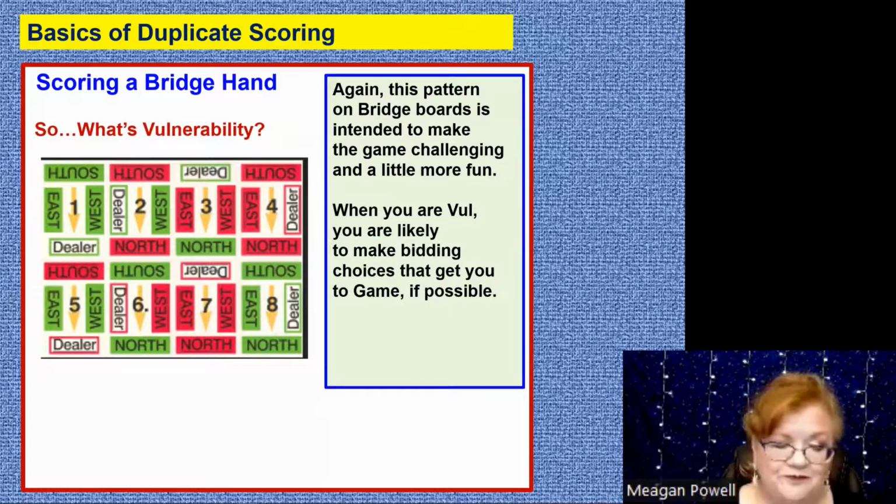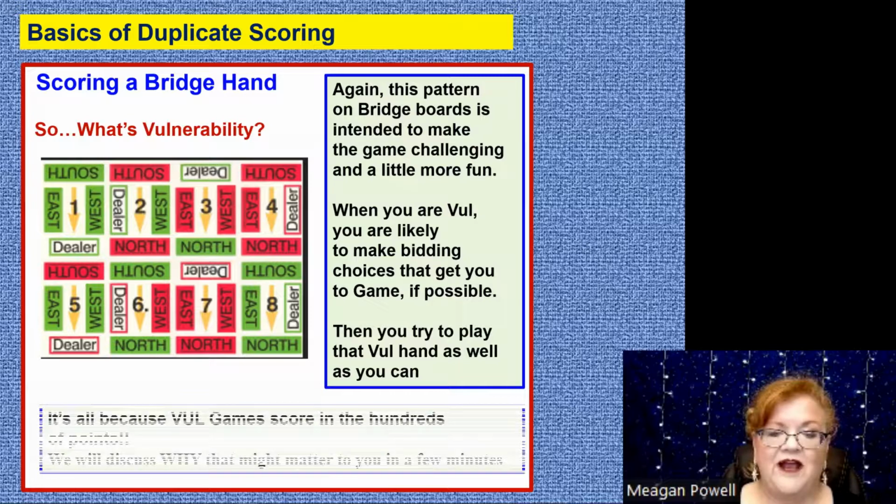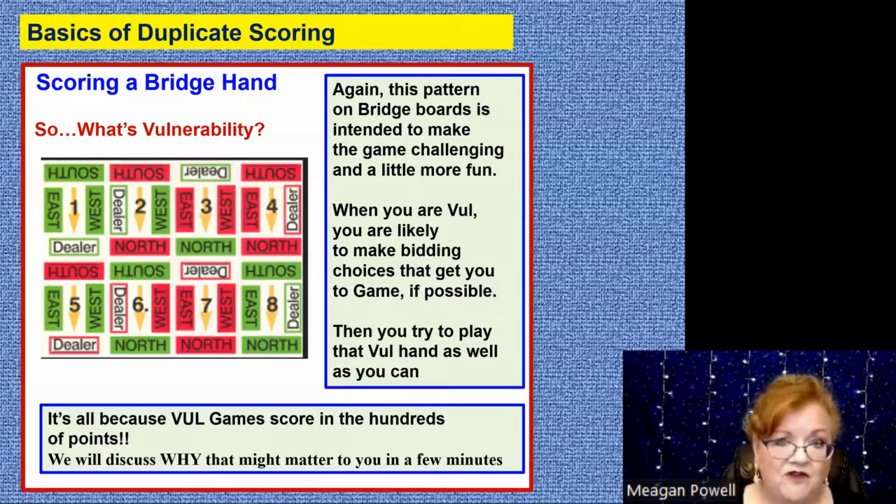Now, when you're vulnerable, you might make bidding choices a little more thoughtfully. For example, if you think you are close to game, you should bid game. Why? Because when you are vulnerable and you play that vulnerable hand well, and you make your game contract, you are going to get hundreds of extra points in the scoring just for having bid game. And we'll talk about that in a couple of minutes. All right. So when you are vulnerable, it can indeed impact how you bid.